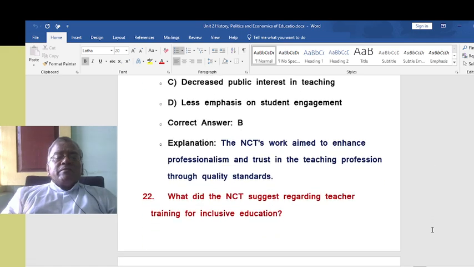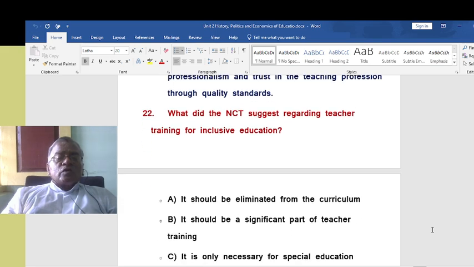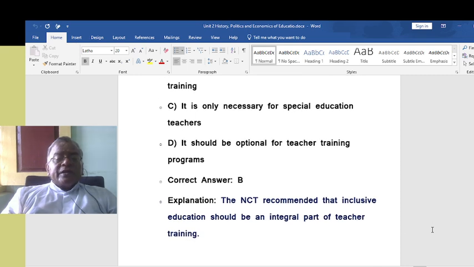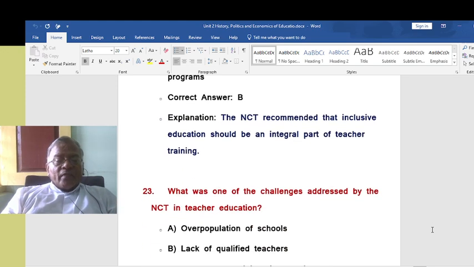The NCT's work aimed to enhance the professionalism and trust in the teaching profession through quality standards. What did the NCT suggest regarding teacher training for inclusive education? That is, it should be a significant part of teacher training. NCT recommended that inclusive education should be an integral part of teacher training. That is why a separate subject is given nowadays in the B.Ed colleges and all the universities give it, and of course the UGC gives that. Compulsorily they have to learn this inclusive education.